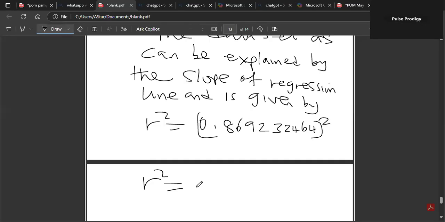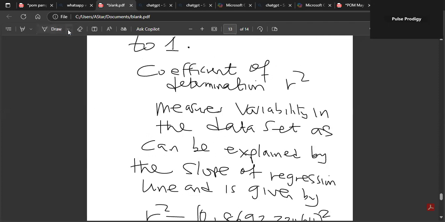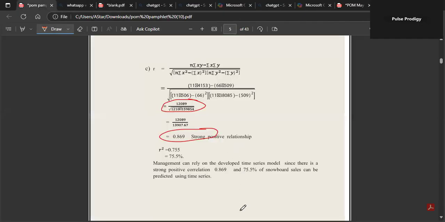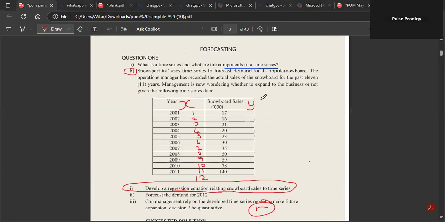Okay. So this is 0.65676. So this is what happens on the coefficient of determination. Okay, so this is what goes on. For those who have just joined, we've revised on forecasting. This is a forecasting question that came in one of the exam papers. Of course, it's also within the pamphlet here.